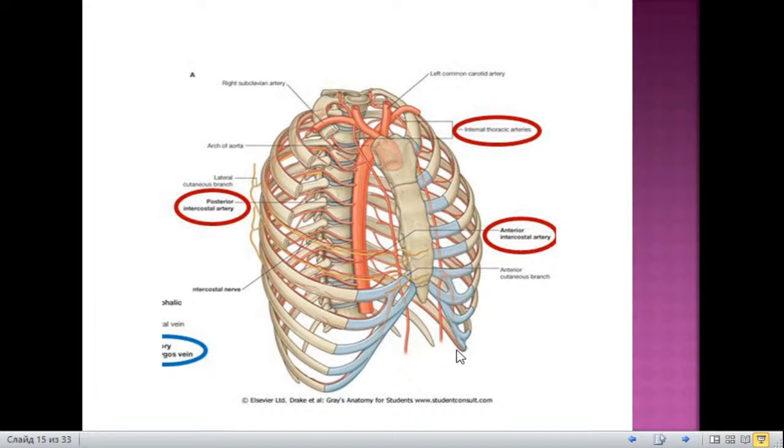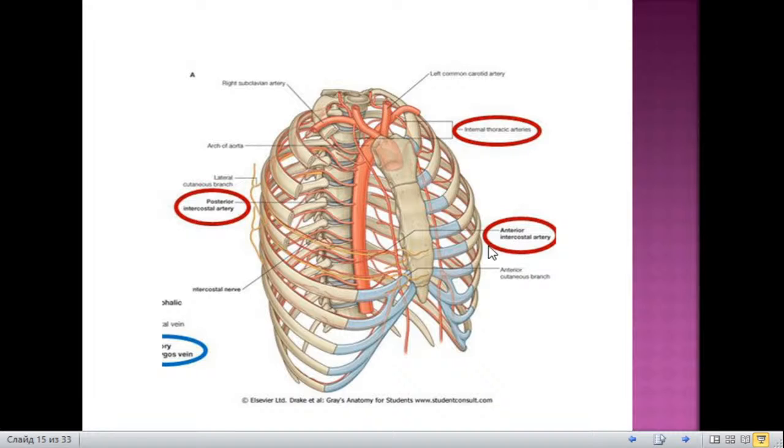The chest wall is supplied by the intercostal arteries. You see the posterior intercostal arteries. The posterior intercostal arteries originate directly from the aorta, the thoracic aorta. And the anterior intercostal arteries have different sources.